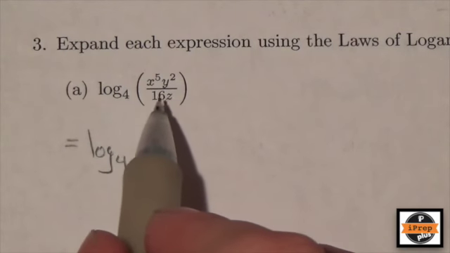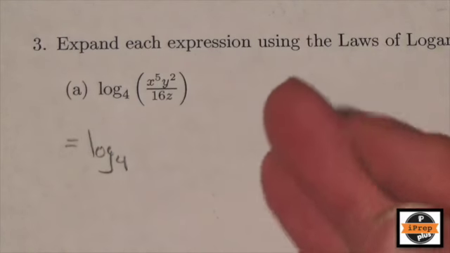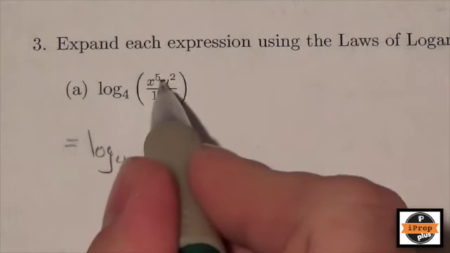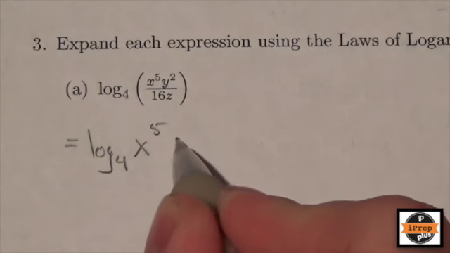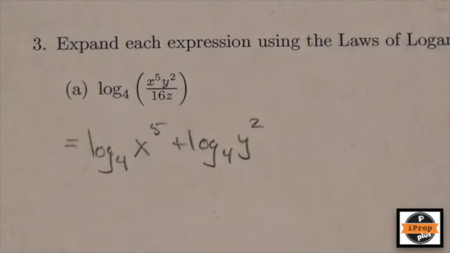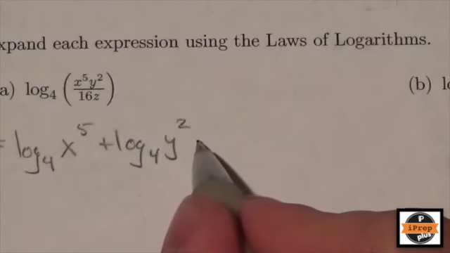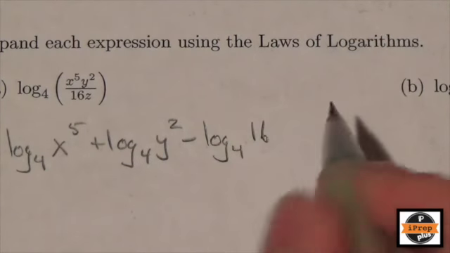But now, if you think about what I had said before, anything that's in the numerator is simply going to have a positive sign to it because these are multiplied together. Okay, so this is going to become log base 4 of x to the 5th plus log base 4 of y squared. Now, I'm going to subtract the log base 4 of 16.